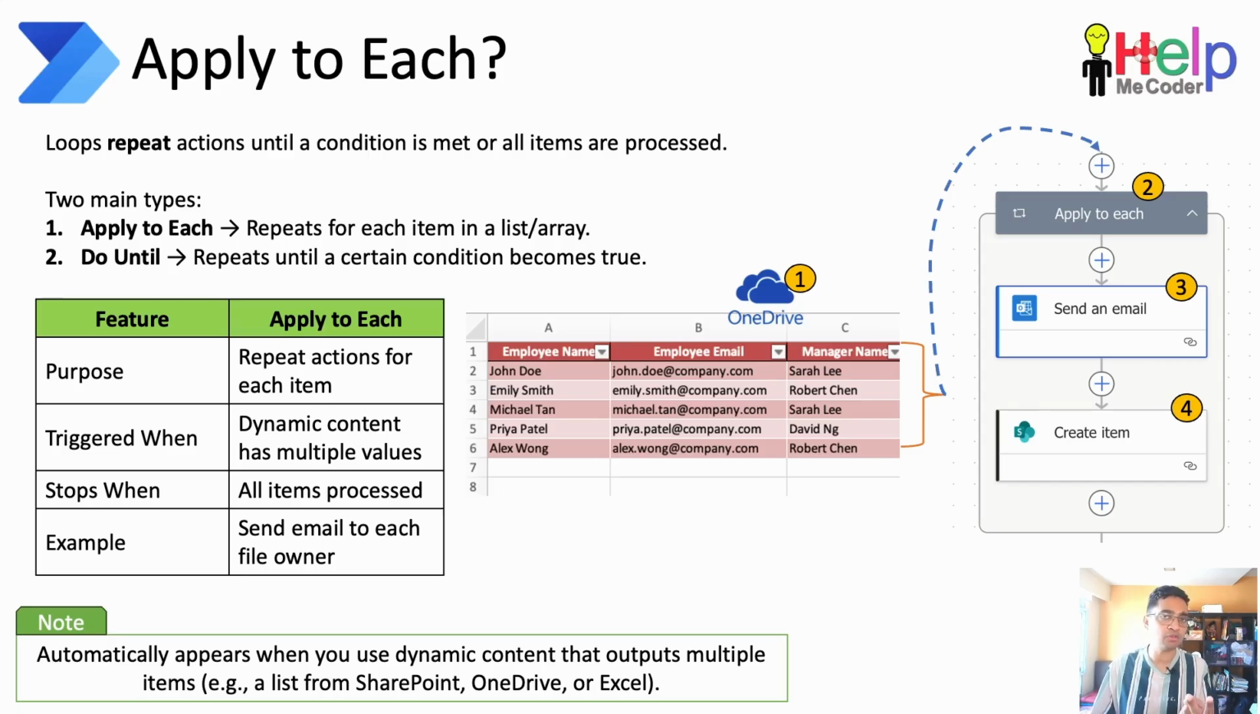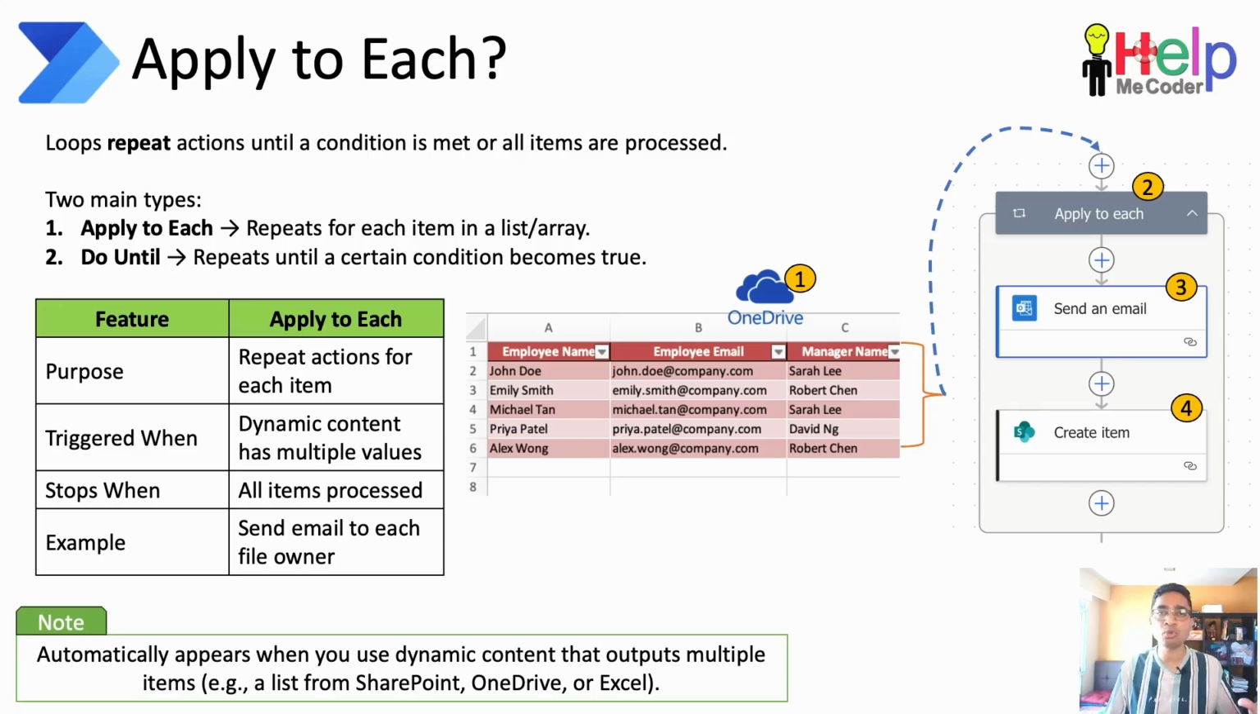There are two kinds of loops. One is do until and one is apply to each. In this video we are looking at apply to each, but in another video we might look into do until. Do until is where you do a set of actions until a certain condition is met, so you can use do until in that scenario. Apply to each is where you exhaust all the items that are sent to this particular loop.